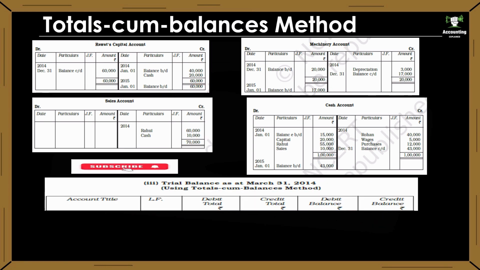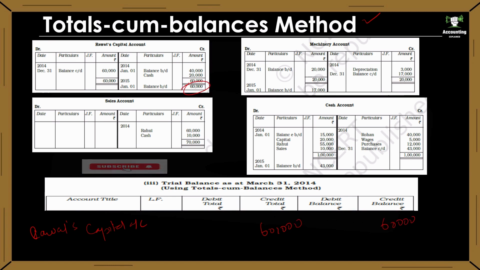Next is the total cum balances method. The same example we are going to take. Under the total cum balances method, we are going to take both the total and the balance amounts. For example, see here, Raval's capital account. We have a total of 60,000 on the credit side. And the balance 60,000 will also be taken on the credit side. Like this it will be prepared. Again, machinery account has a total of 20,000, which will be taken to the debit side under the totals column. Under the balances column, 17,000 will be taken. Like this, the total cum balances method will be prepared.